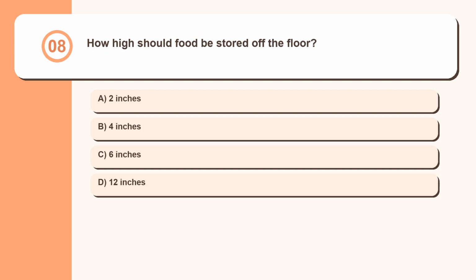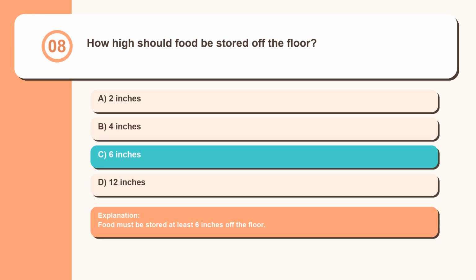Question 8. How high should food be stored off the floor? 2 inches, 4 inches, 6 inches, 12 inches. Food must be stored at least 6 inches off the floor.